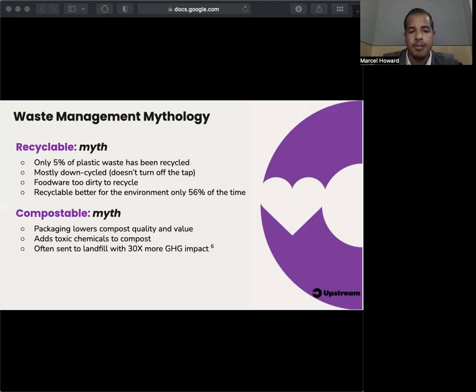For compost, plastics, even certified compostable plastics, contaminate compost, which lowers the overall quality of compost, making most commercial composters not want the product in the first place. Plastic compostable products are often selected out of the compost piles and sent to landfill, where they have 30 times more greenhouse gas impact than packaging that is composted. So recycling and composting are solutions for certain materials, but they are not the best overall solution to plastic pollution and the ever-increasing single-use packaging waste stream.